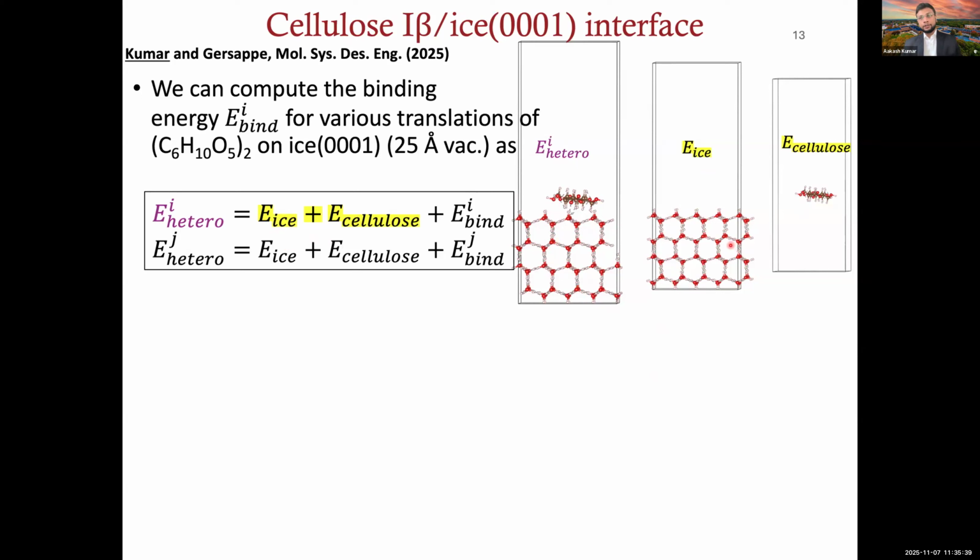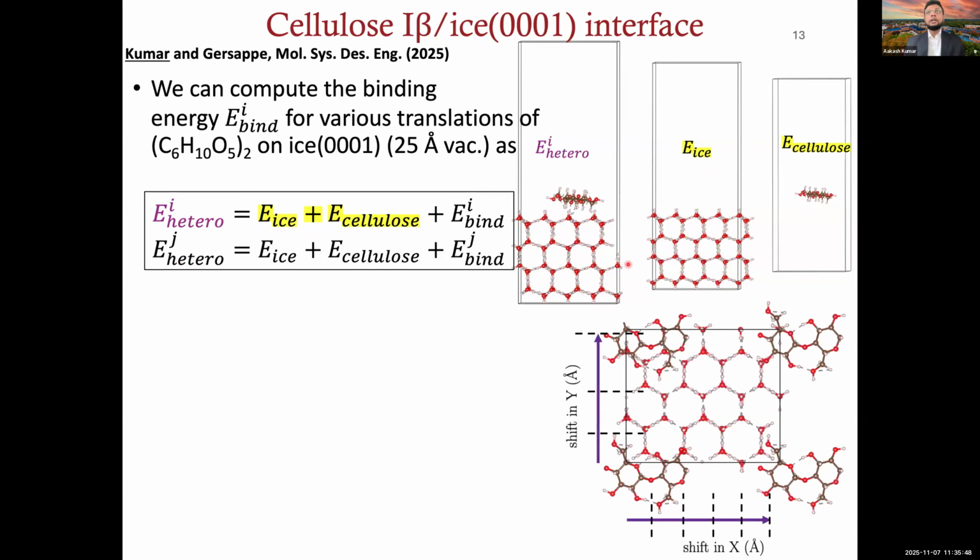And for a different configuration, for a different translation of cellulose, we can similarly have another equation that connects these properties at that particular position. And so this is how we can span different positions just to get an idea about the energy landscape when cellulose is attaching to ice.